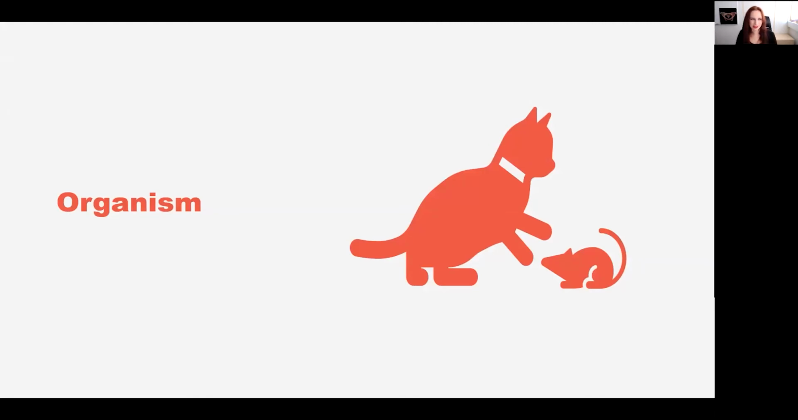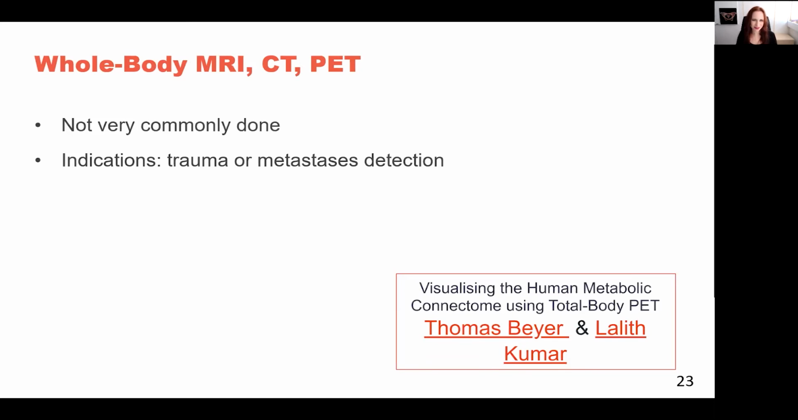Now, up to the organism level, and Jan picked this very nice cat and mouse image, but actually I'll be talking about people, so talking about the whole body now. You can do MRI, CT or PET for the whole body, but I would say this is not very commonly done. There's only a few indications where this makes sense. So for example, if someone has been in a serious car accident, a full body CT could make sense to quickly determine where the most acute damage is that needs to be treated. It can also be done for metastases, so cancer spread in the rest of the body.